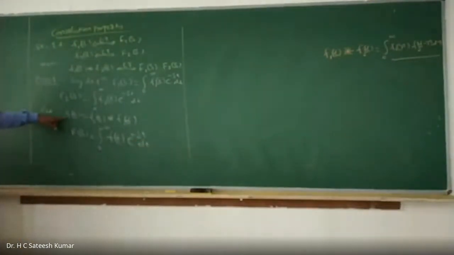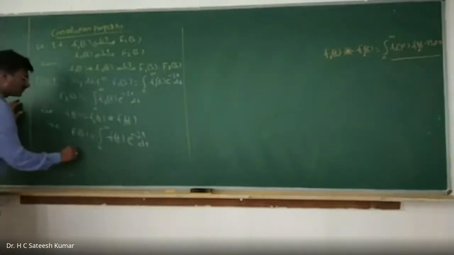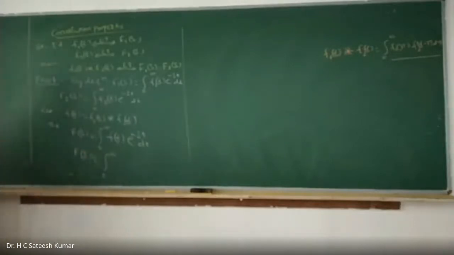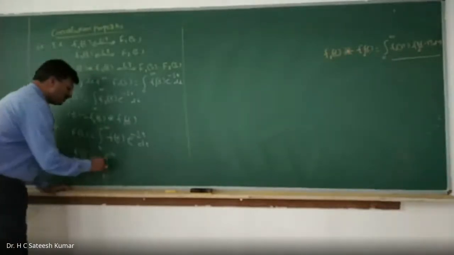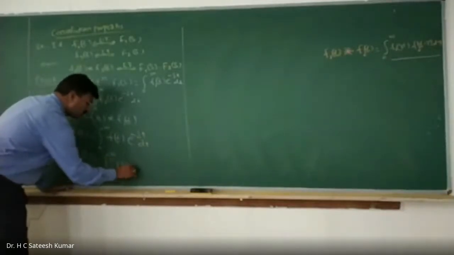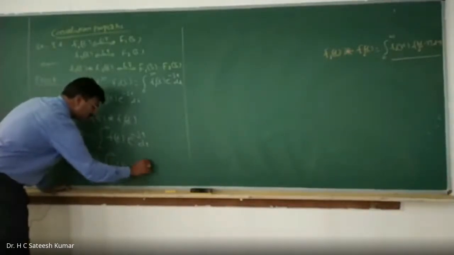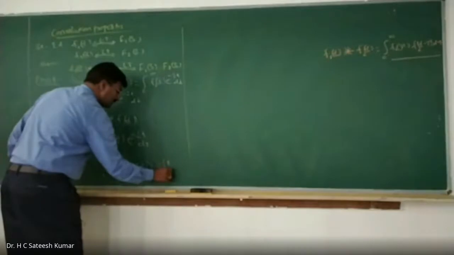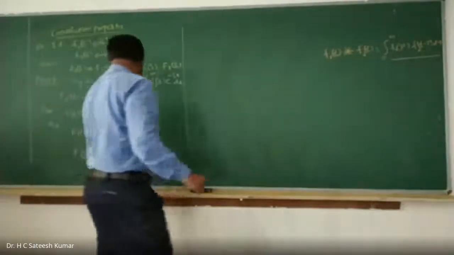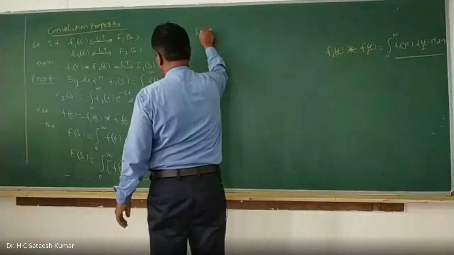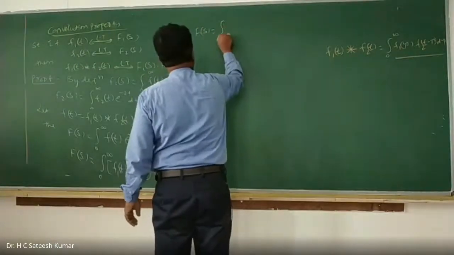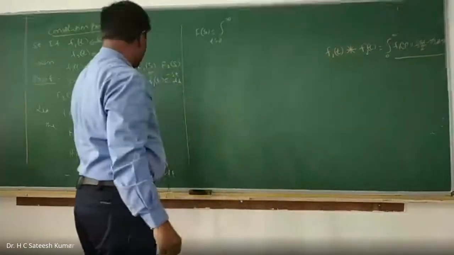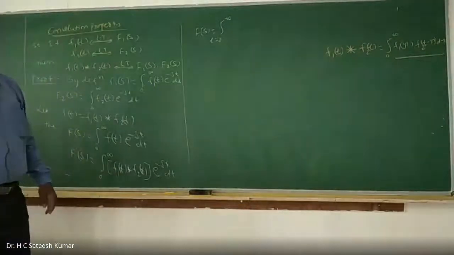The Laplace transformation of f of t is F of s. Substitute for f of t. F of s is equal to integration from 0 to infinity. f of t is what? f of t is nothing but f1 of t convolution with f2 of t, into e to the power of minus st dt. That is nothing but equal to what? F of s is equal to integration from 0 to infinity. This is for t integration, and f1 of t is nothing but tau.